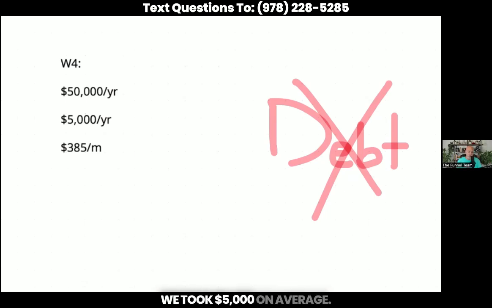We took $5,000 on average. That would be a 10% increase. Who knows? With you, it might be more. I've seen some people get as high as 25%. So it really all depends on the individual. There's nothing I can tell you here that's going to guarantee you're going to get any specific amount. You just have to go through the process and see it for yourself.